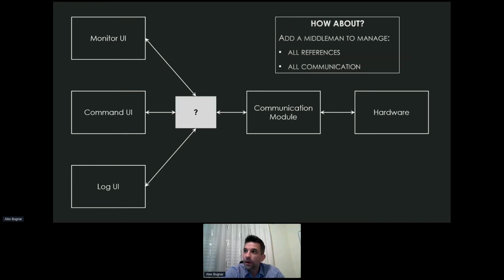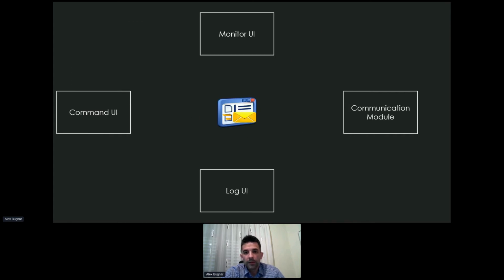So how about if you have a dedicated component which acts as a middleman, automatically managing all the necessary references in order to effectively forward messages between all the applications in the network? And this is exactly what the application messaging manager is. So let's see how this would work.